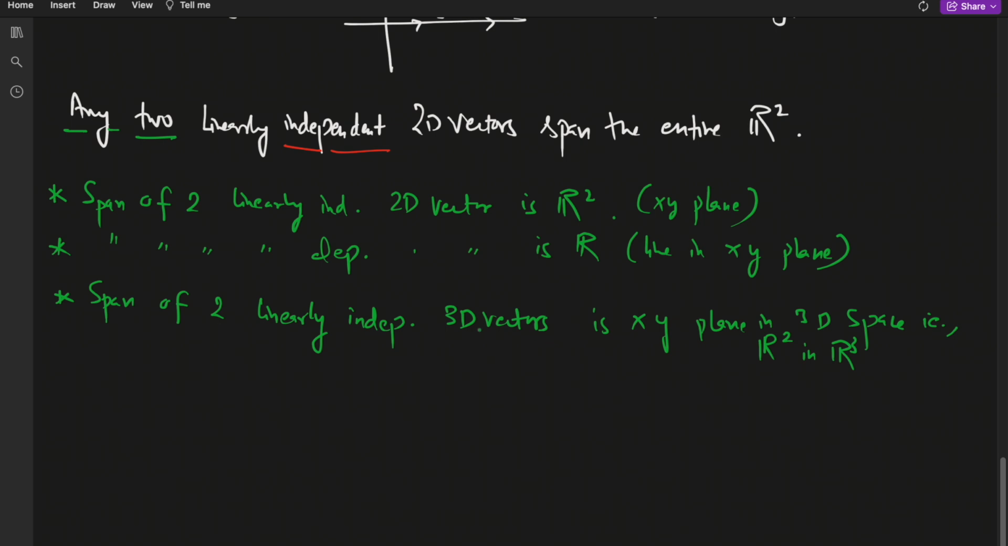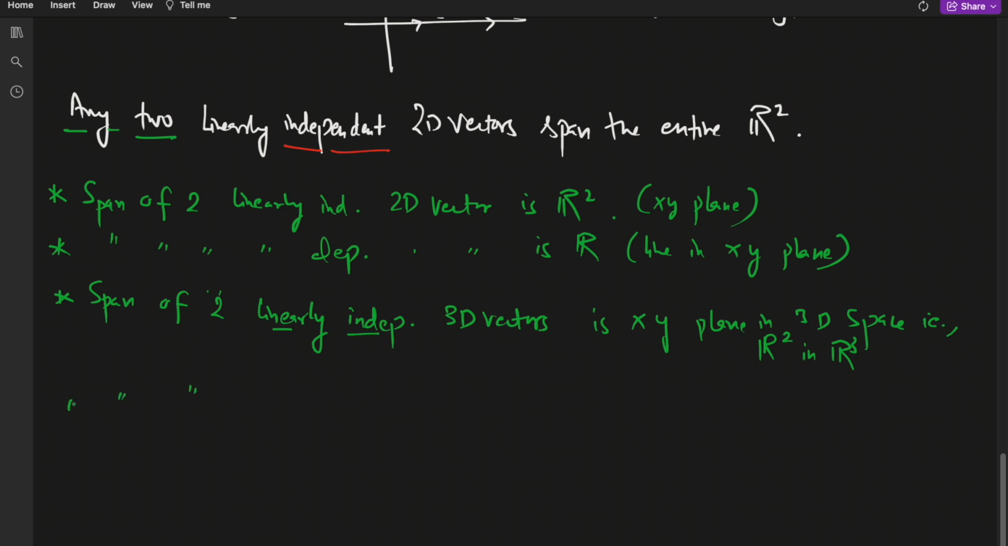Because we have 3D space, but we have given only two vectors. So to span the entire 3D space, we need at least 3 vectors, right? And we are given only 2 vectors. But because these are linearly independent, it's just in R². But let us suppose the same thing: the span of two linearly dependent 3D vectors. All right, you got my point.